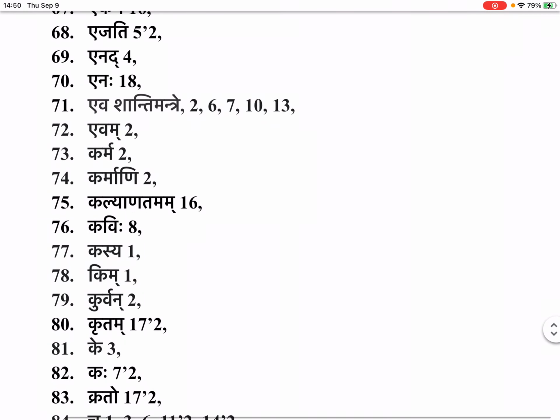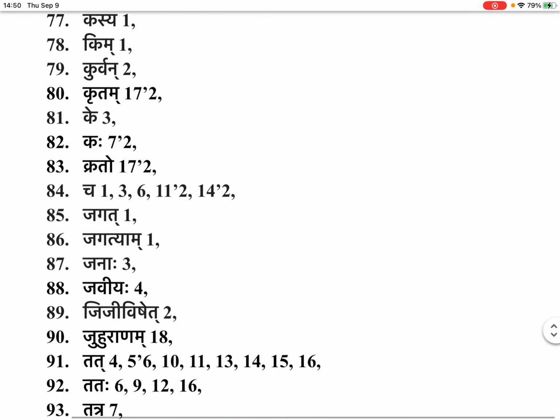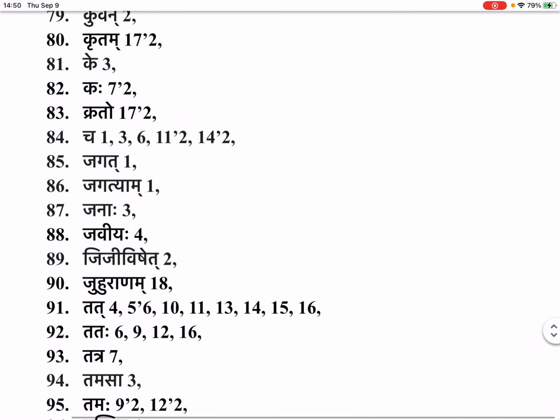Eva in Shanti Mantre, 2, 6, 7, 10, 13. Kalyanatamam, kavi, kasya, kim, kurvan, kritam, ke, kaha, kratau, cha, jagat, jagatyam, janaaha, javiyaha, jijivishet, juhuranam, tat at so many places. In mantra number 5 itself 6 times, and then 10, 11, so total frequency is 1 plus 6, 7, 8, 9, 10, 11, 12, 13. The word tat appears 13 times across Ishopanishad.